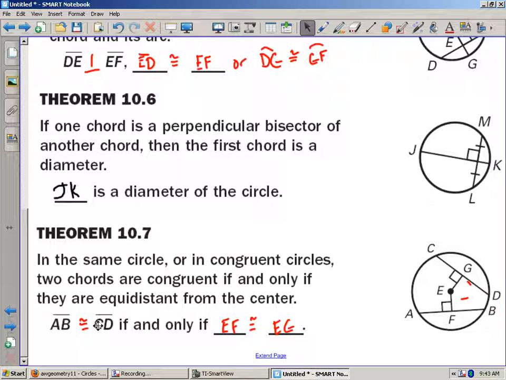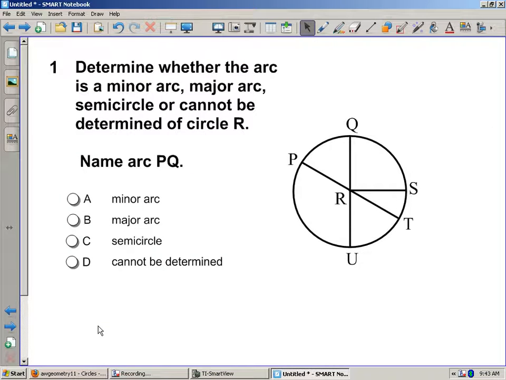So then we have some practice problems that we're going to do. Please try these on your own and pause it, and then I will go through the answers. We're going to name arc PQ. It's either minor arc, major arc, semicircle, or we don't know. Looking at PQ, it's up here, this arc right here. Is that arc less than 180 degrees or more than 180 degrees? Well, if it's less than 180 degrees, then it is a minor arc, and that's really all we're talking about.